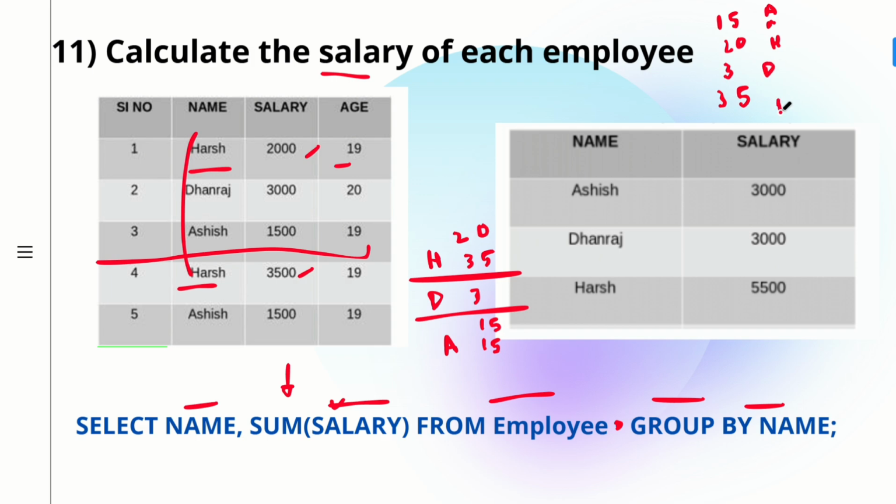3500 again, Harsh is there, right? So this is how group by works. It is going to give you the grouped value of whatever you have written. So here, since you want to know the salary of each employee, how will you get to know distinct employees? By their name, obviously. If it was ID, you could have made use of ID.